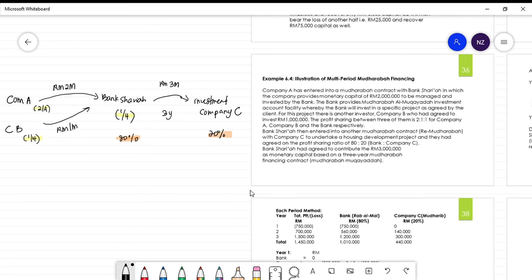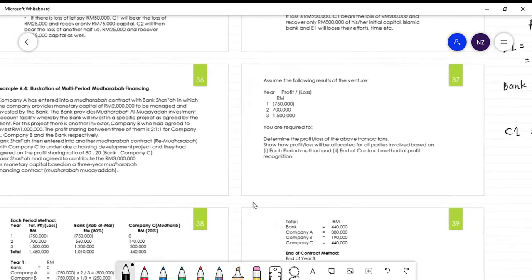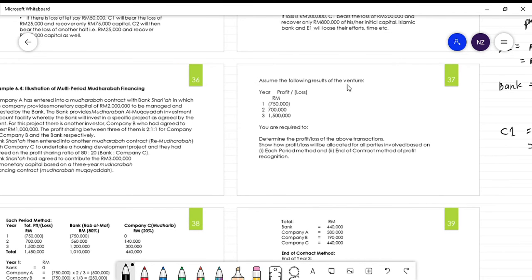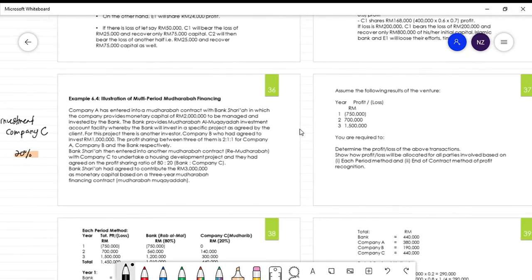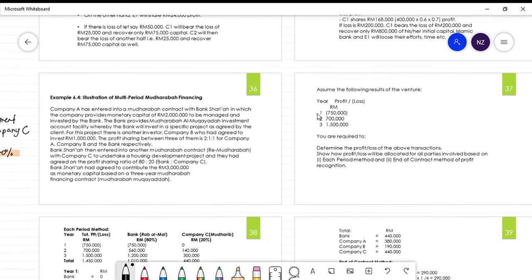Okay, dan saya dah tulis dia punya key point, and then dia cakap assume the following results of the venture. Okay, so maksudnya venture tu is this one lah, investment to company C tu. So this is the company C punya results. So year 1 company tu dapat losses of 750k. Year 2 dia dapat profit 700k. Year 3 dia dapat 1,500,000 punya profit. So this is the profit and loss lah. From the 3 years tadi tu, this is the profit and loss.